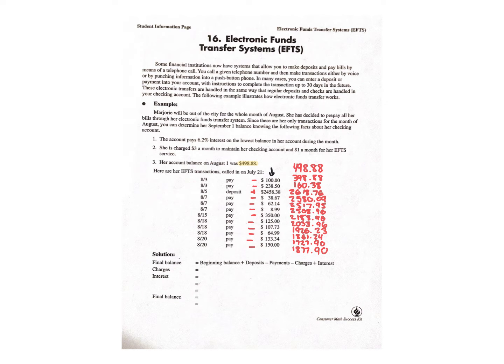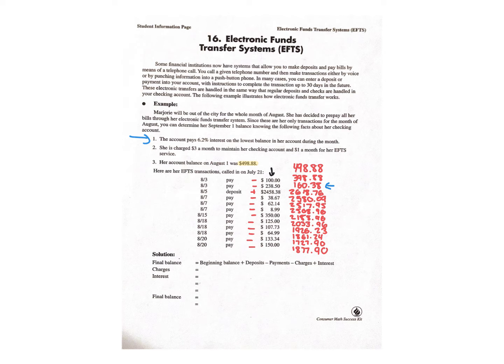The first thing that we're going to look at is the fact that it says the account pays 6.2% interest on the lowest balance. So if I want to find the lowest balance, that's why we did all this. We can see that the lowest balance happens here. This doesn't say that it's monthly interest. It just says 6.2% interest, so I'm just going to calculate it that way. You'll see on the next page that it does say annually there, where this one doesn't.